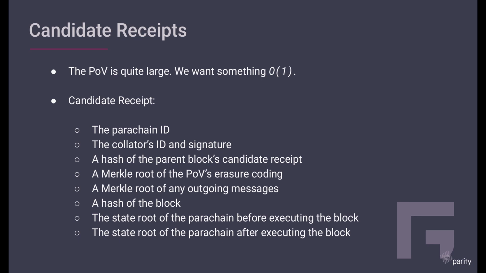So we're going to put together this candidate receipt. I'm not going to list off every single thing here because you guys can read, but the main thing is that everything in this list is constant size. The parachain ID and collator ID might be a U32. Signature is constant size. Everything else is a hash or a Merkle root. So this stuff just gets concatenated together into a single candidate receipt, and no matter what happened in this block, this is always going to be the same size. The next thing I'm going to go over is the erasure coding part.